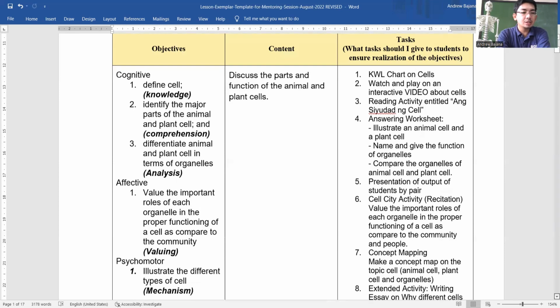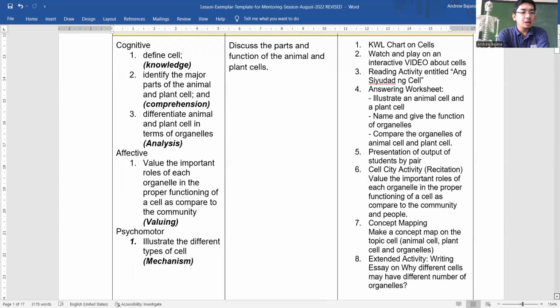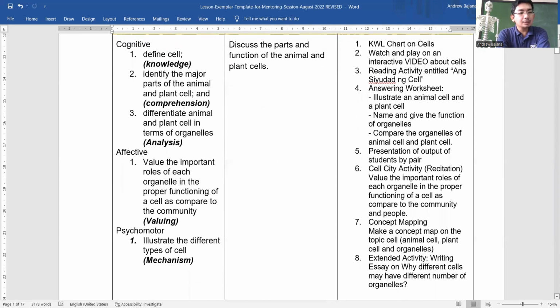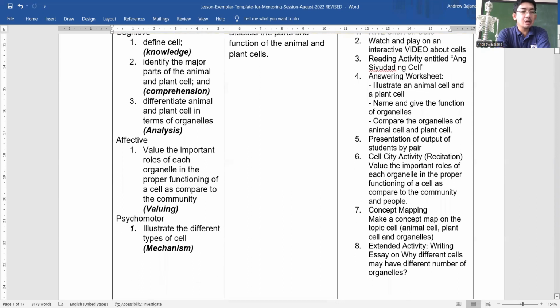For the quiz or the assessment, it is concept mapping. So they will make a concept map on the topic cells. Then the extended activity is writing an essay: why different cells may have a different number of organelles.